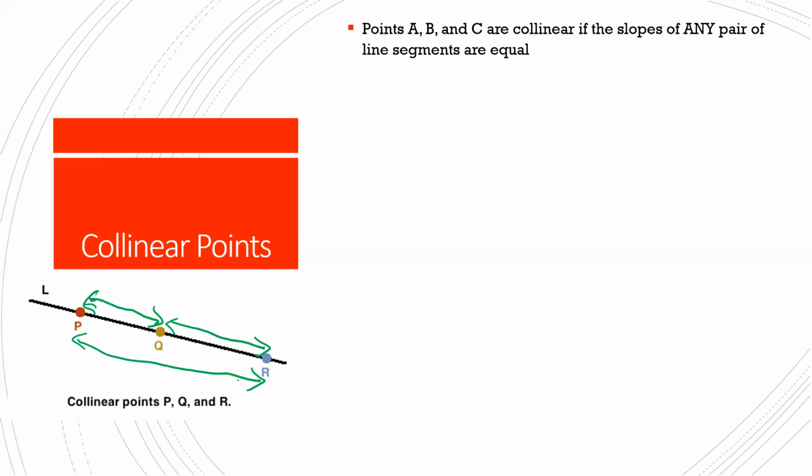So if A and B and C are collinear, that just means that any pair of them, if I calculate the slope between them, I'm going to get the exact same slope. So that means that they have the exact same slope, right? For any pair that I have there.